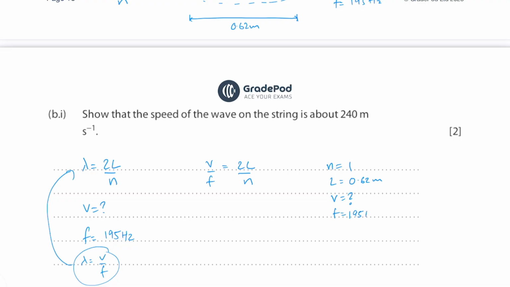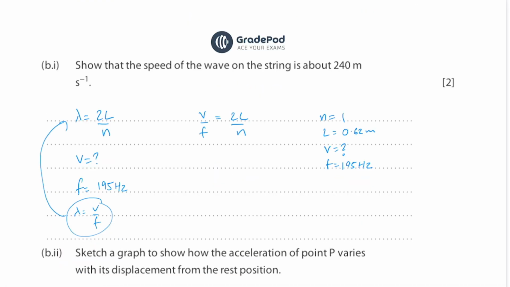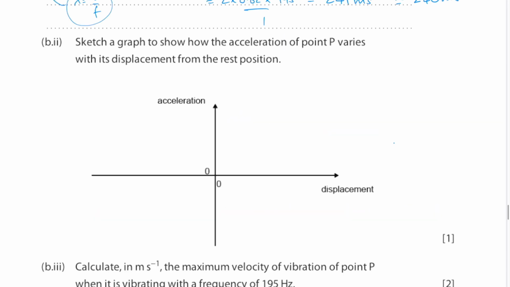Let's pop all those numbers into this equation. So we're going to rearrange it for V. I'm going to cross multiply to do that. So V is equal to 2Lf over n, which is 2 times 0.62 times 195 over 1, which gives us 241 meters per second. And we want to put that to two significant figures because the data is given to two significant figures.